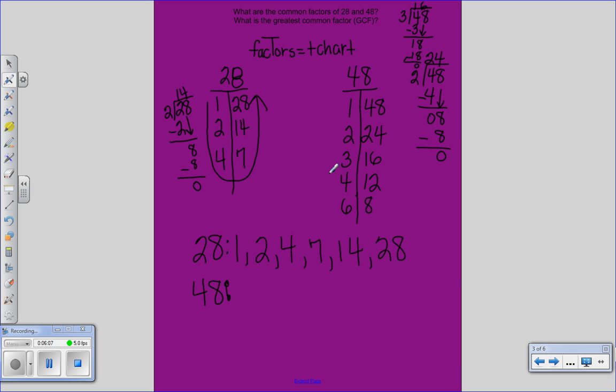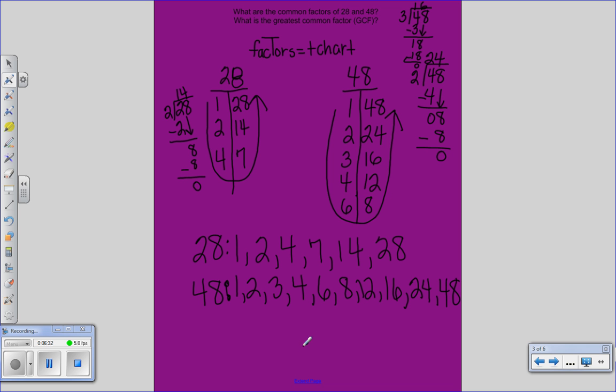For 48, my factors, I'm going to come here and U-turn. I'm going to start with 1, and then I'm going to do 2, 3, 4, 6, 8, 12, 16, 24, and then finally 48.